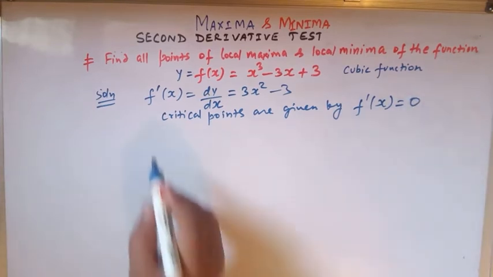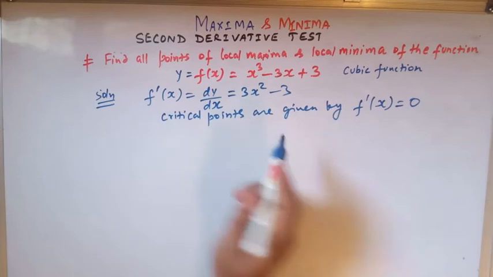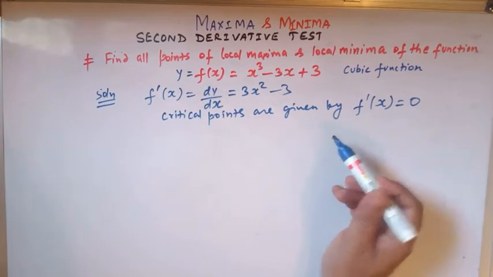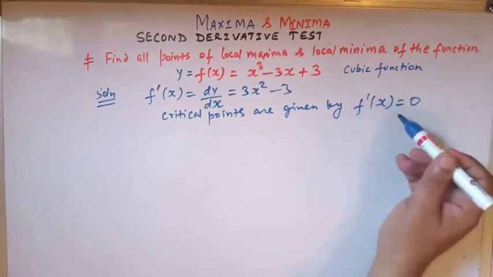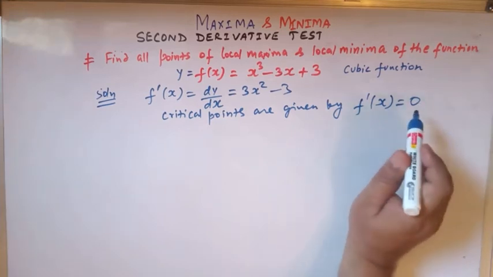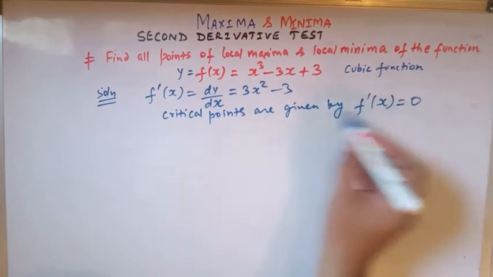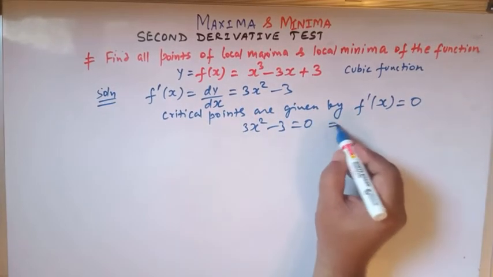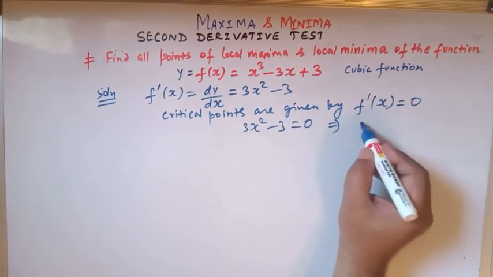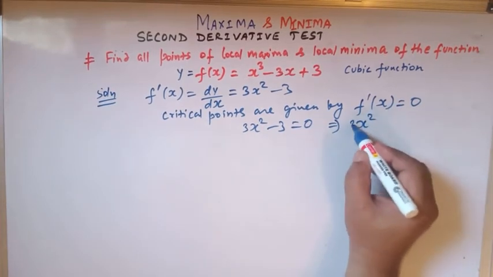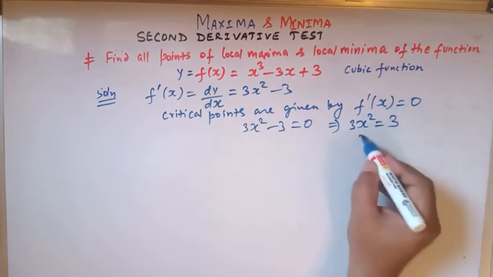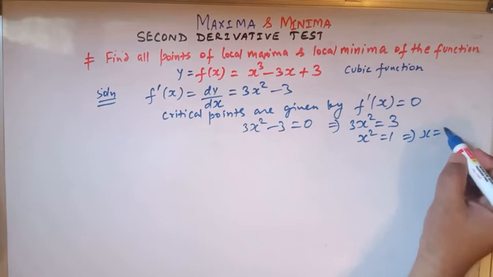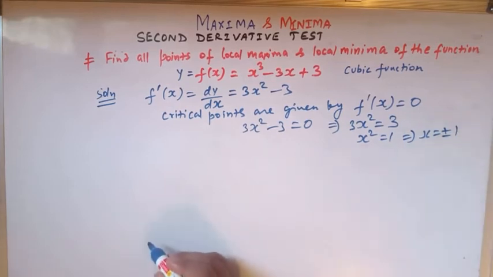Clear? Or here we can also say that for f of x to be maximum or minimum, the first derivative must be 0. Clear? So here we have 3x square minus 3 equal to 0, so 3x square is equal to 3, so x square is 1, and we have x is equal to plus minus 1. Clear?